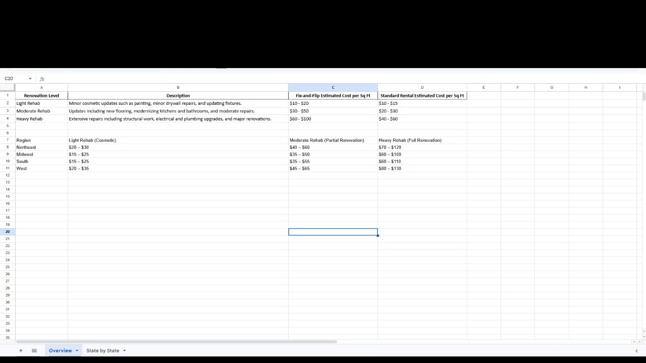So remember, it's just an estimate. Yes, you want to get good at it, you want to get accurate, but you're not going to come up with the same thing that everyone else comes up with every time, because people look at rehab estimates differently.